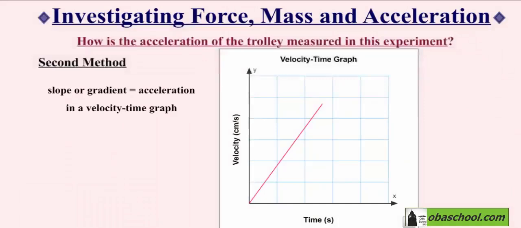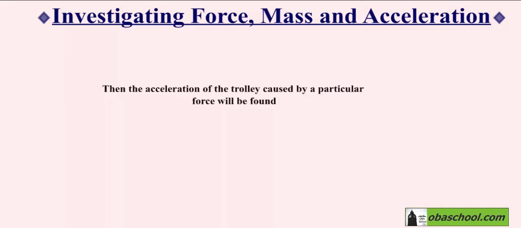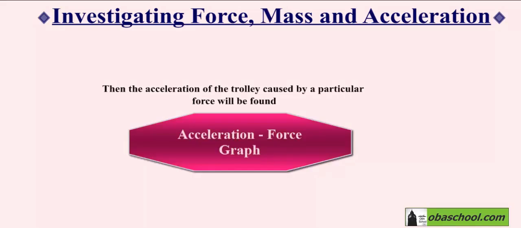We can repeat the experiment by changing the loads, meaning changing the force, to draw a distance time graph and get the speed at a particular time, then draw the velocity time graph to finally measure the acceleration. And then the acceleration of the trolley caused by a particular force will be found. Then we can draw an acceleration force graph.